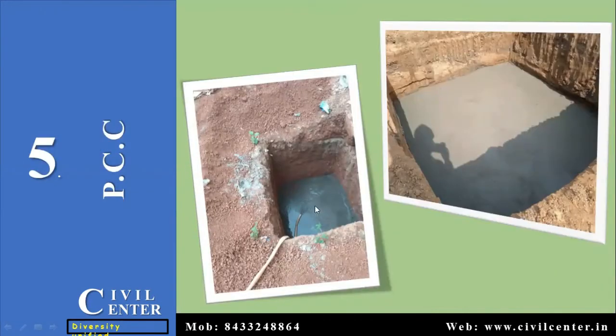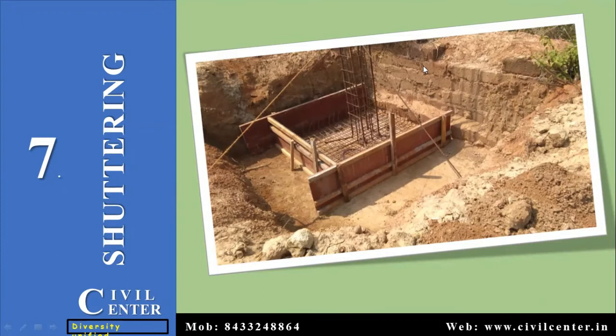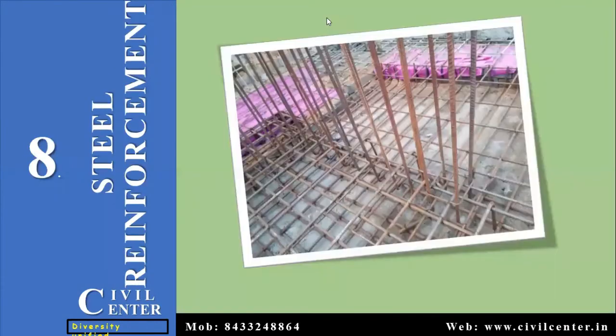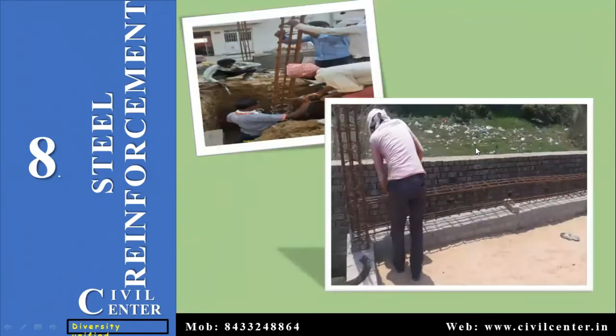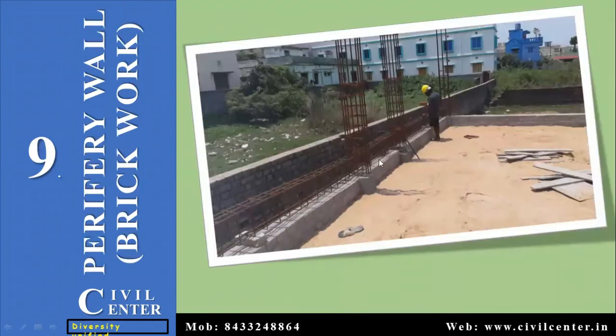Next is PCC. Here you can see the PCC has been done. Next is our RCC. These are the RCC works. Next is our shuttering. You will study later on while doing estimate, you will calculate the quantity of shuttering. Here you can see these are the shuttering of columns. Next is another most important part which is steel reinforcement. Here you can see these are the steel reinforcement. These are the steel reinforcement of a staircase. Here you can see these are the plinth beams and these are the columns.